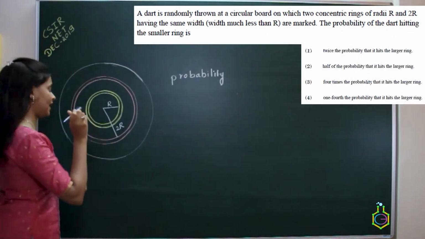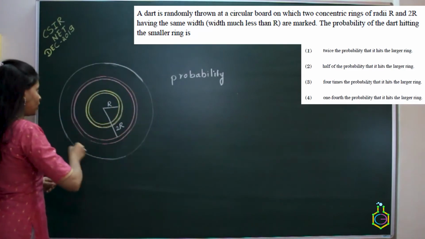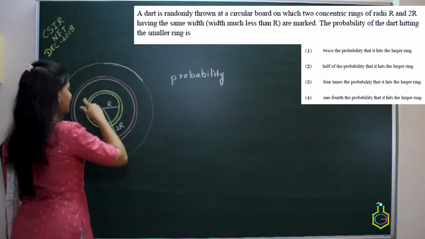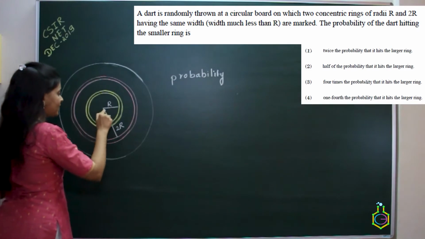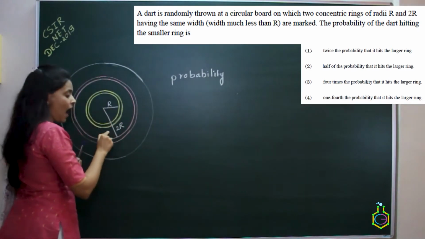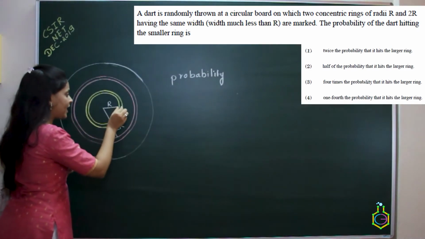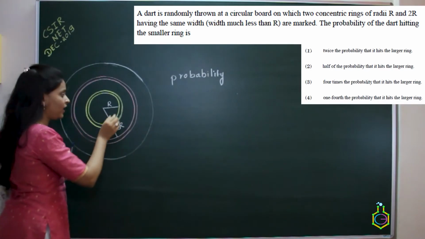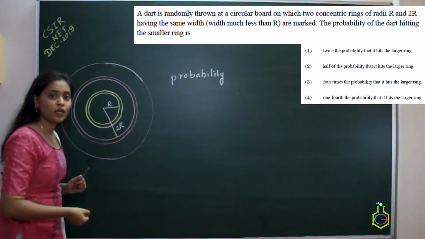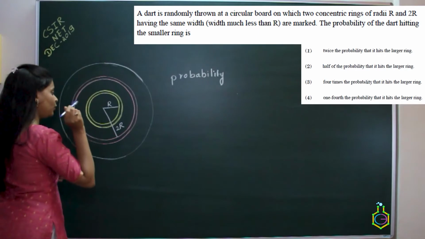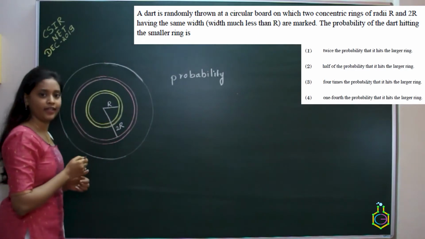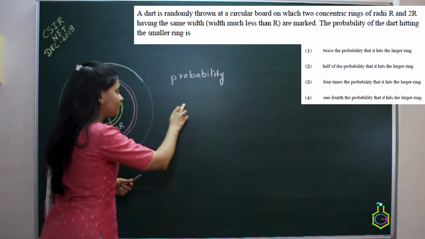A dart is randomly thrown at a circular board on which two concentric rings of radius r and 2r are marked, which have the same width. What is the probability of a dart hitting the smaller ring? So here we have to determine the probability.